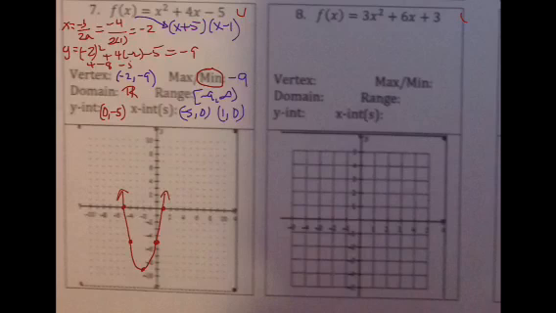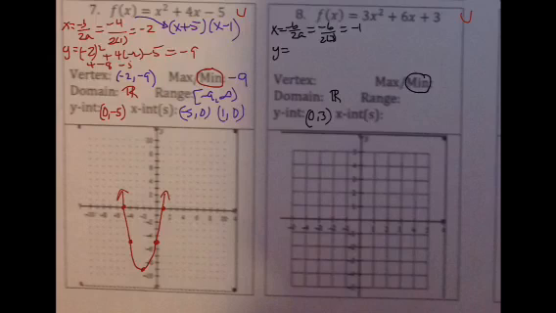Another one that concaves up, right? So that means that you are going to have a minimum value. The domain is all reals, and the y-intercept is 0, 3. Okay, and we get the 3 from the c value right here. Okay, I'm going to go ahead and find the vertex. Vertex is x equals negative b over 2a. So that's negative 6 over 2 times 3. So that gives you negative 1.